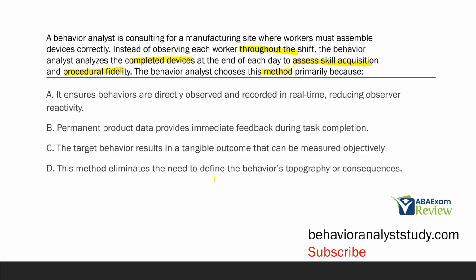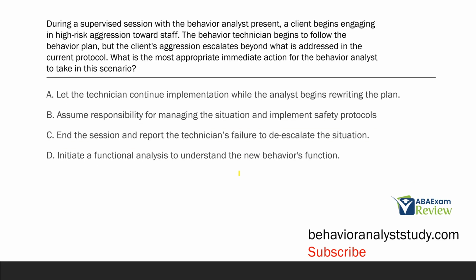And then D, this method eliminates the need to define behavior's topography or consequences. Well, of course not. We still need to operationally define behavior. We still need to know what the behavior is that we're looking at. But if we're going to choose permanent product, our primary focus isn't behavior in real time, rather the product. So why does the analyst choose this method? Well, one reason is the target behavior results in a tangible outcome that can be measured objectively, the product, whereas A, B, and D don't fit.